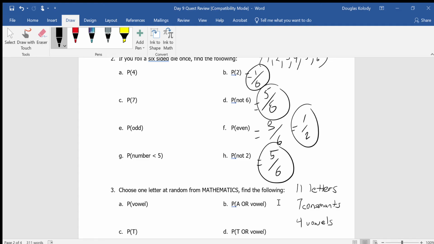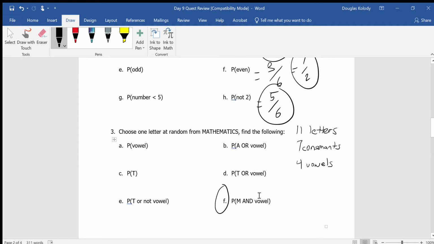All right, so it says choose one letter at random from mathematics, and you are going to find each of the following probabilities. All right, so what's the probability that a letter is either an A or a vowel? So in mathematics, first off, I see the word or. That lets me know I'm going to use the addition formula. So the probability of being an A. All right, I'm going to write that right here. The probability of being an A plus the probability of being a vowel minus the probability of being both an A and a vowel.